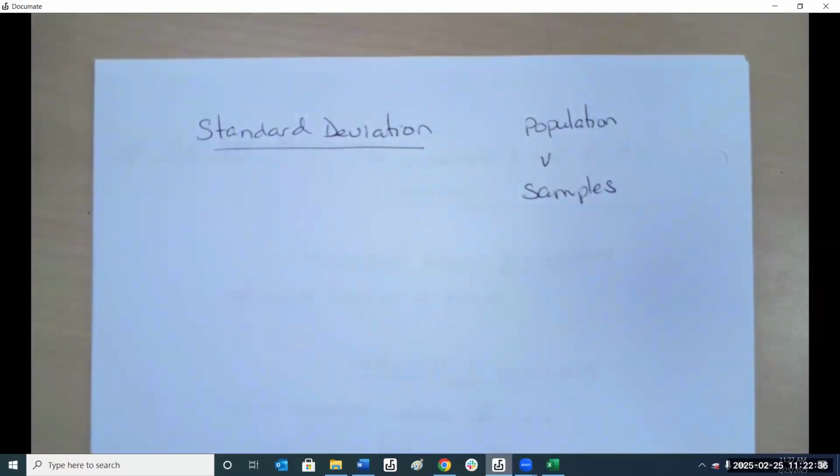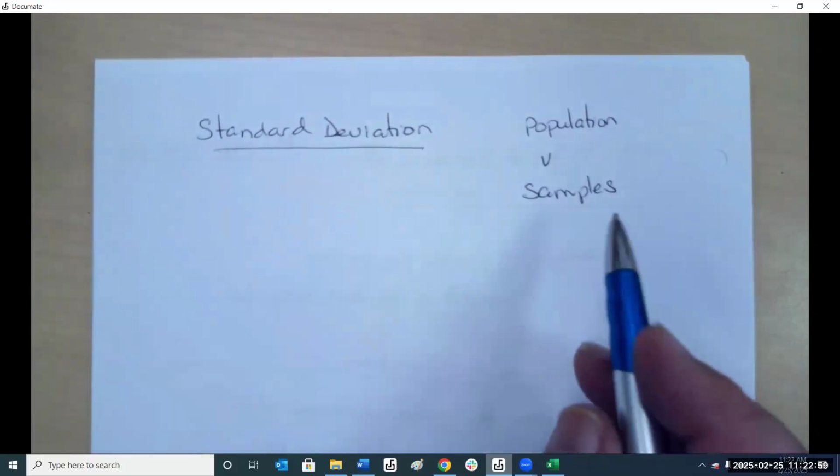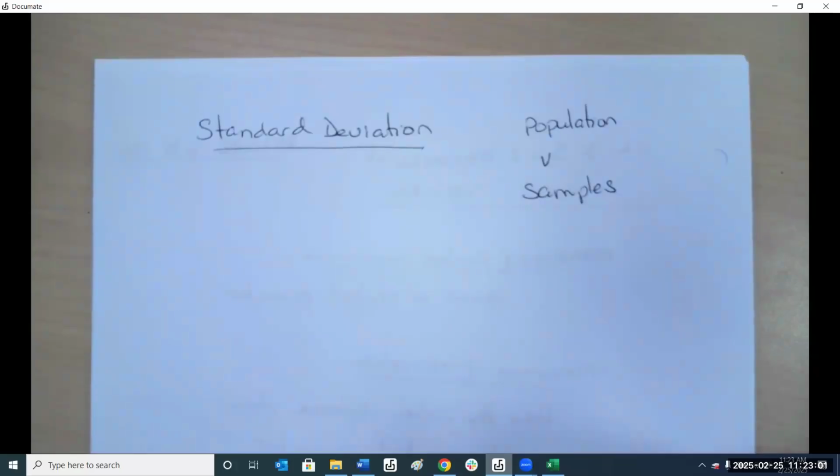Which one's more accurate? Population, yes, because that's the truth. That's exactly what you're looking for. A sample is used because you can't do the population. It's too big, too expensive, whatever. So we do a smaller sample of it.